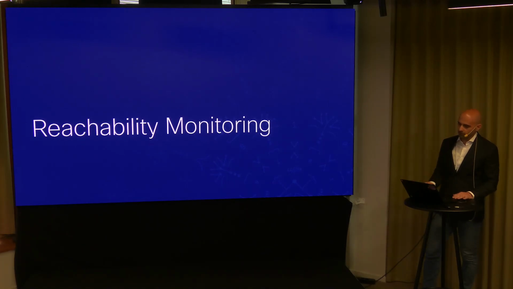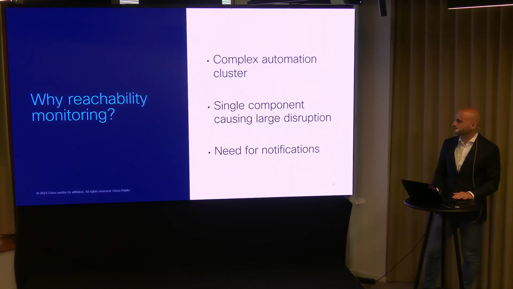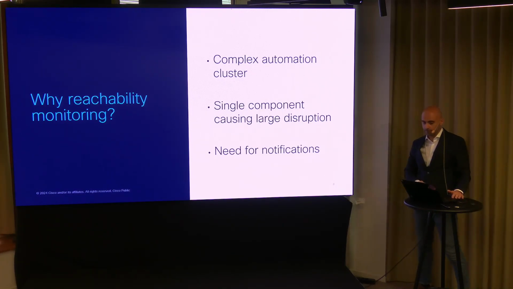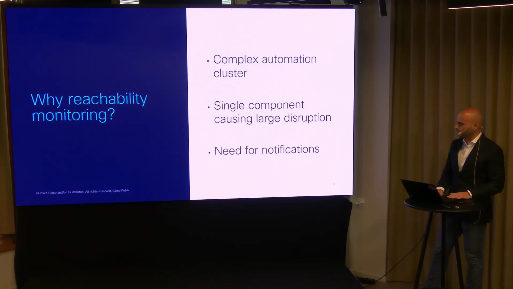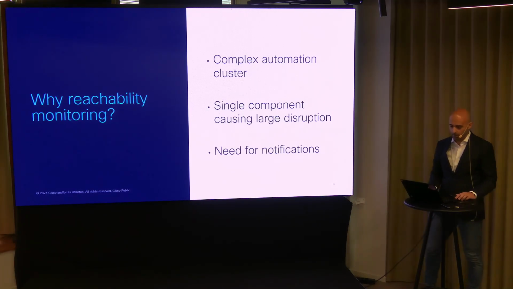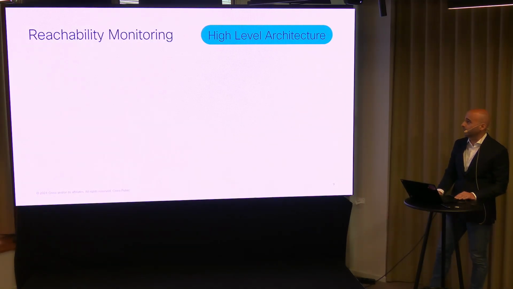So let's talk about the first component, reachability monitoring. Why we need it? Well, we just spoke about the complexity in the cluster. We learned the hard way. We learned that sometimes a single component can cause a large disruption on our network automation cluster, and we needed to be notified if something happens. We didn't have that from the beginning.